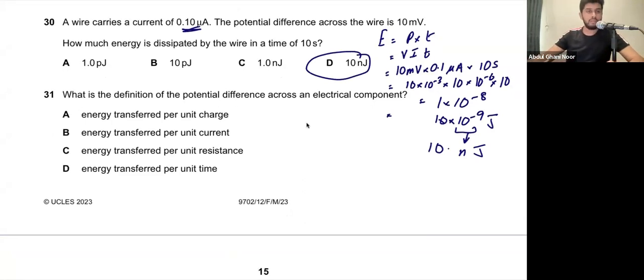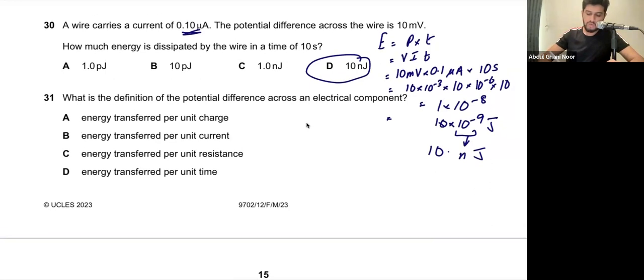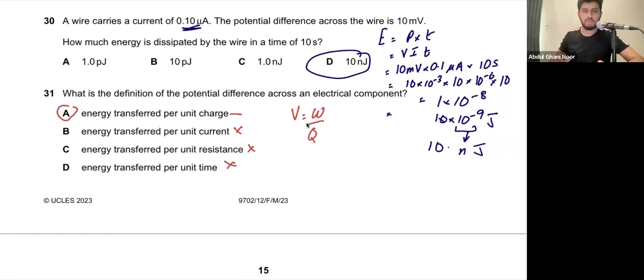Question number 31 says, what is the definition of the potential difference across an electrical component? How do you define potential difference? Potential difference is defined as the work done per unit charge. Energy transferred per unit charge. It is not energy per unit current, not energy per unit resistance, not energy per unit time. Energy per unit time would be power. So 31, pretty simple, straightforward.